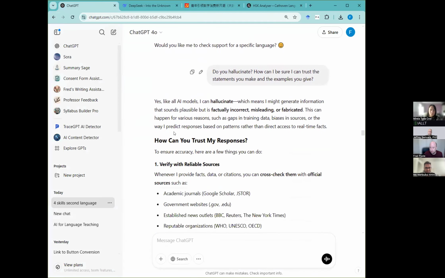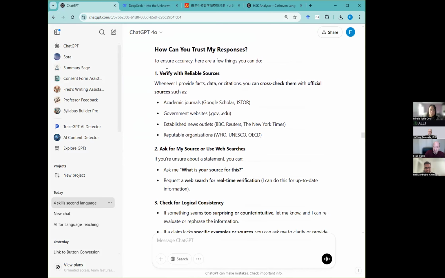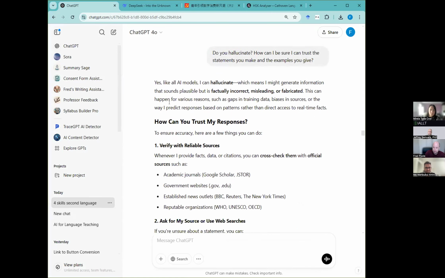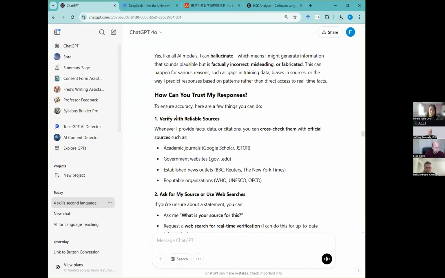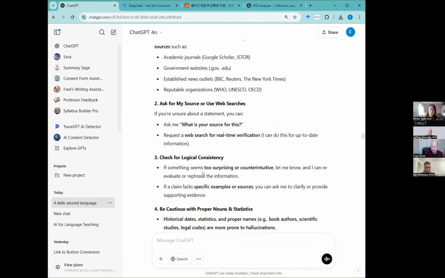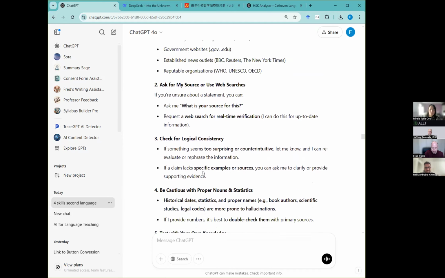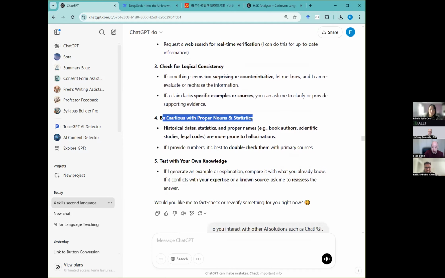In terms of hallucinations, I did appreciate that both of these acknowledge that they will hallucinate. They will provide factually incorrect information and misleading fabrications, but I did like that they gave us some strategies on how to verify using different sources, look at the links, check for logical consistencies, and be cautious with proper nouns and statistics. These can mislead us sometimes by making us feel like they're more objective.